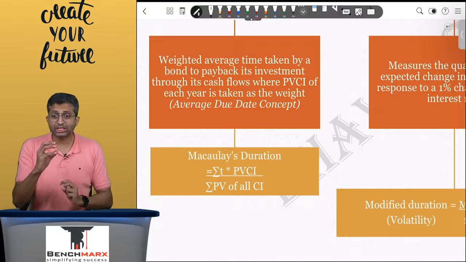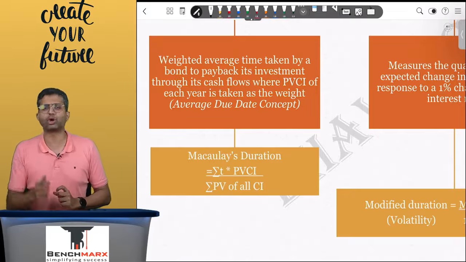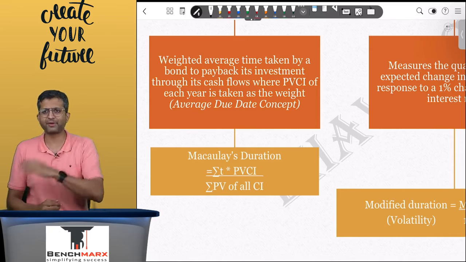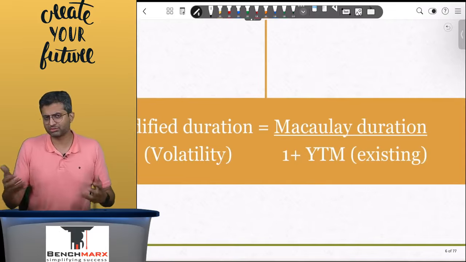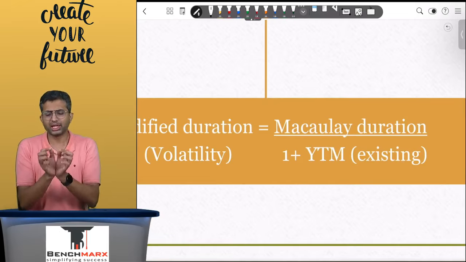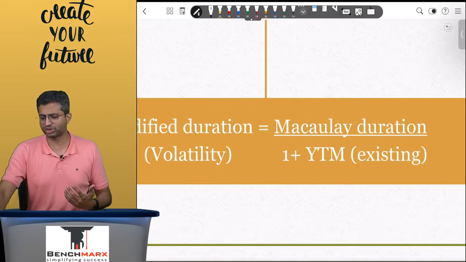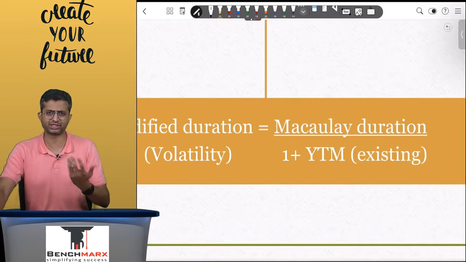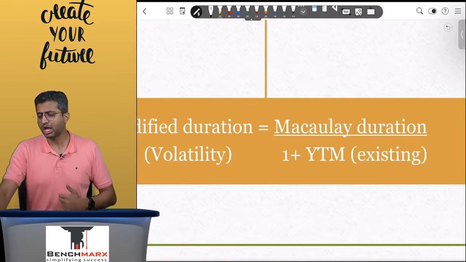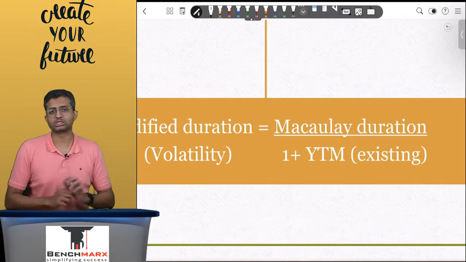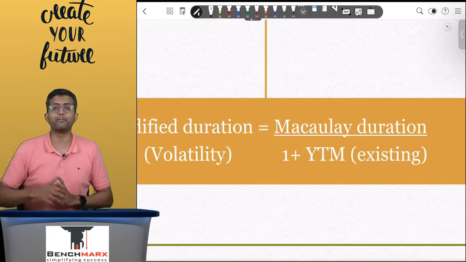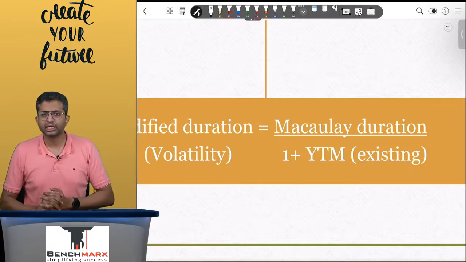So modified duration measures the magnitude of a change in the bond price in response to a 1% change in interest rate. So the modified duration is calculated as the Macaulay duration divided by 1 plus the existing YTM. Let us say the Macaulay duration is, for example, 4 and the YTM is, let's say, 10%. So 4 divided by 1.1 comes to 3.63 approximately. That means if the market rate of interest falls by 1%, then the bond price is expected to go up by 3.63% on an average. This is very important, the modified duration.